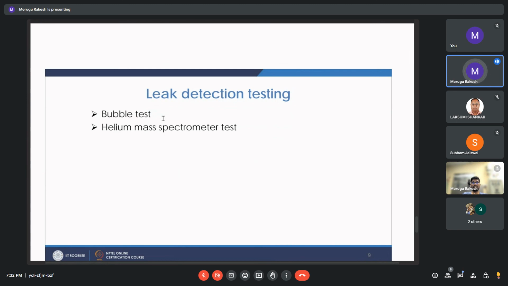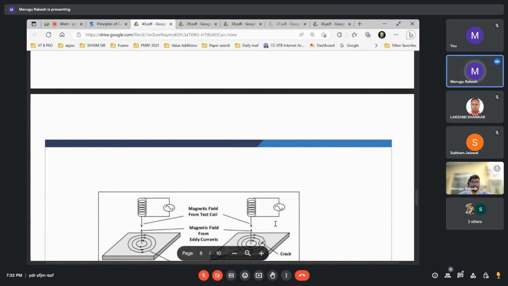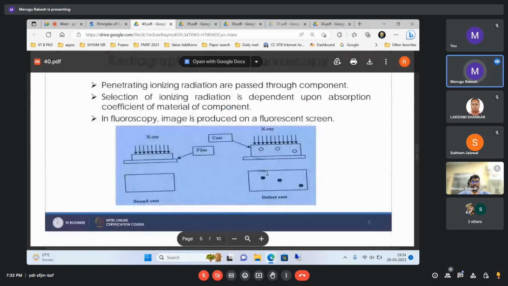Similarly, we can use the helium mass spectroscope as well. Both work more or less on the same principle. So these are some of the NDT techniques that we use for inspecting these castings.